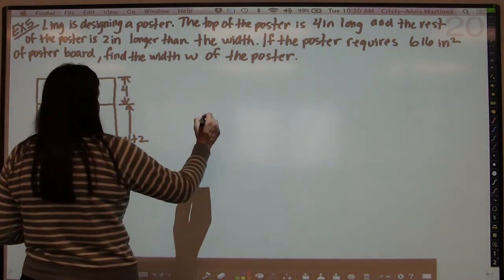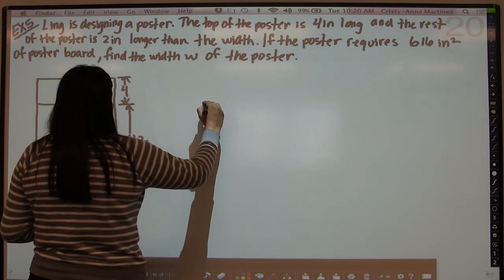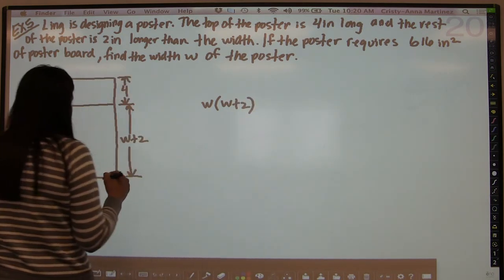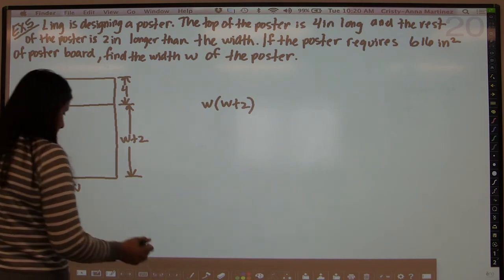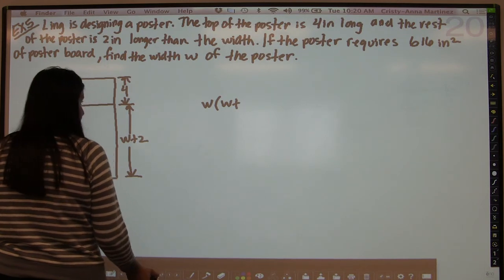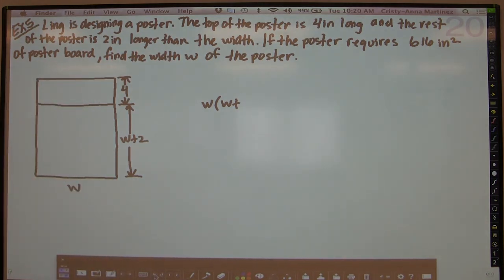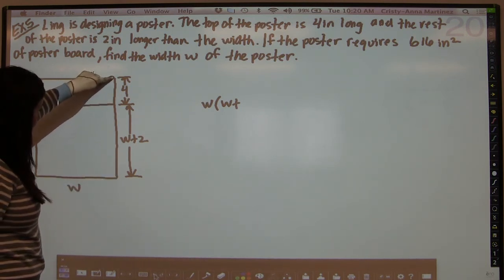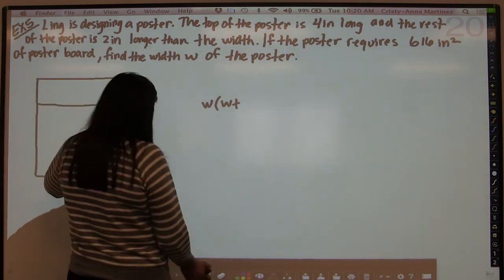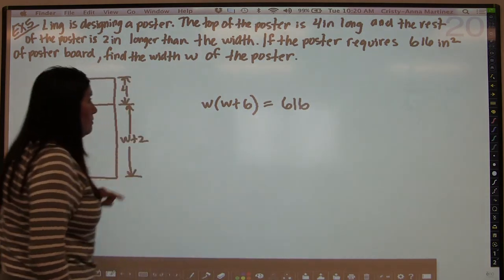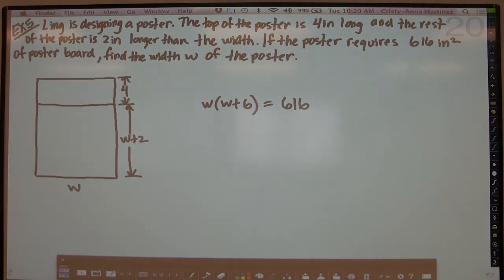So that's going to be W times W plus 2. And then, actually, it's going to be W plus 6. Let me adjust that real quick. If you're wondering why I'm saying that, it's because this is W plus 2, but you also have to add an additional 4 inches. So the 4 and the 2 is going to be 6. So we're going to want W plus 6 here, and it's going to equal 616 square inches. So W times W plus 6 equals 616, and then we're going to basically try to solve this.